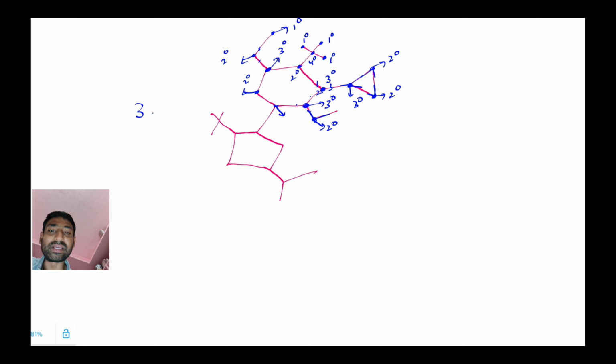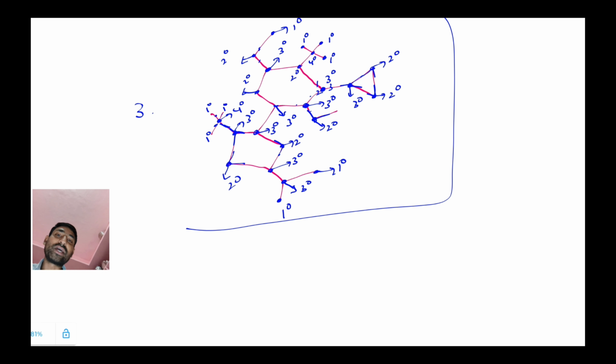Here 3 linkage, tertiary. Here 3 linkage, tertiary. Here 1, 2 linkage, secondary. Here tertiary. Here it linked with 3, tertiary. Linked with 1, primary. Linked with 1, primary. Linked with 2, secondary. Here linked with 1, 2, 3, tertiary. Now here linked with 1, 2, 3, 4, quaternary, primary, primary, primary.